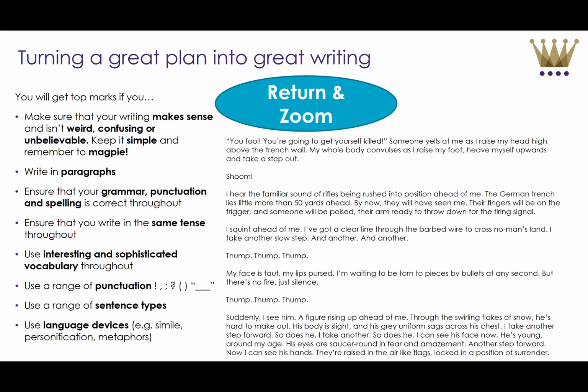Suddenly, I see him, a figure rising up ahead of me. Through the swirling flakes of snow, he's hard to make out. His body is slight and his grey uniform sags across his chest. I take another step forward, so does he. I take another, so does he. I can see his face now. He's young, around my age. His eyes, I'm zooming in now on his appearance, are soaring around in fear and amazement. Another step forward, now I can see his hands. They're raised in the air like flags locked in a position of surrender.